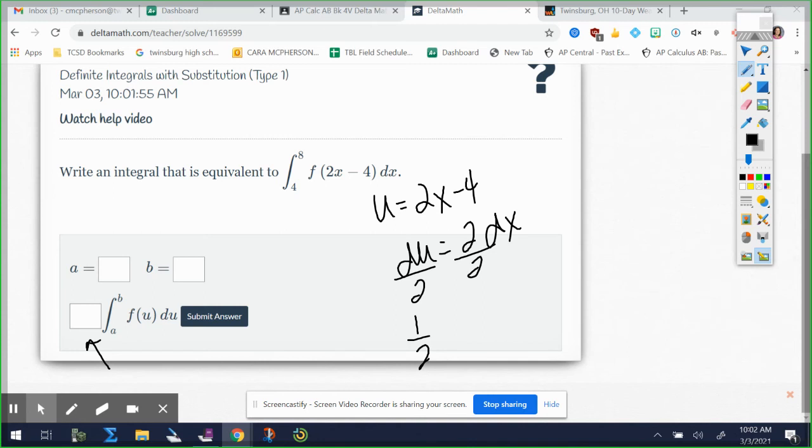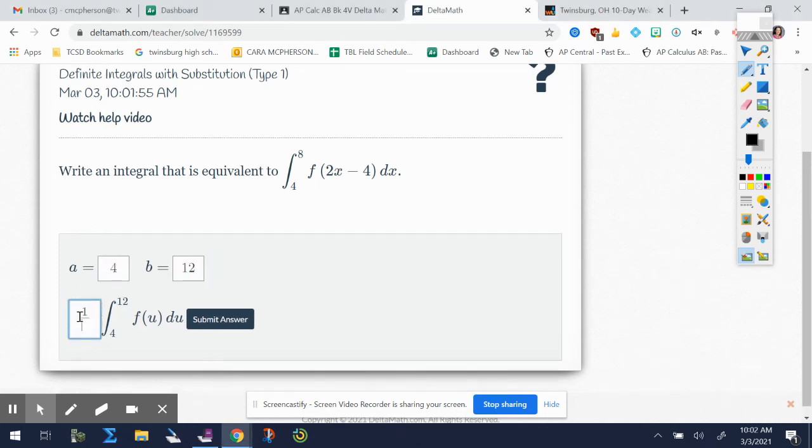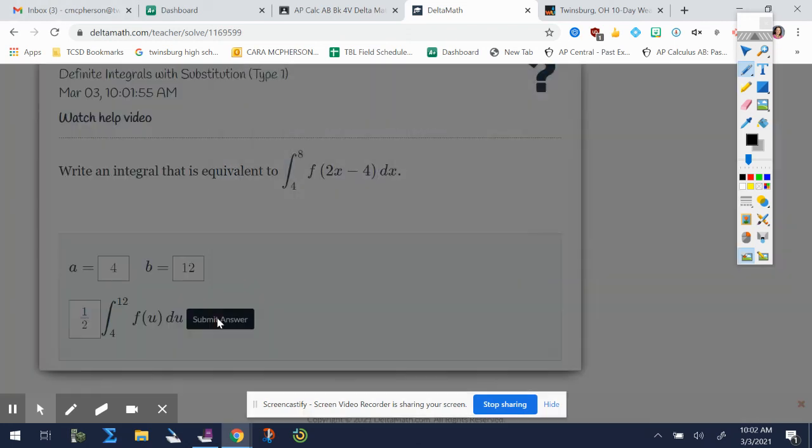And then my a and b value, I started with 4 and 8. So now I'm going to put those into my u equation to figure out what they are now. When I put 4 in, I get 2 times 4 minus 4 is 4. So that boundary actually didn't change. And when I put 8 in, I get 2 times 8, which is 16, minus 4 is 12. So that boundary did change. So you're going to say that my boundaries are now 4 and 12, and my adjustment was 1/2, and submit your answer.